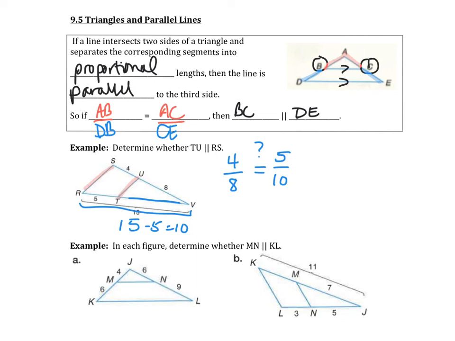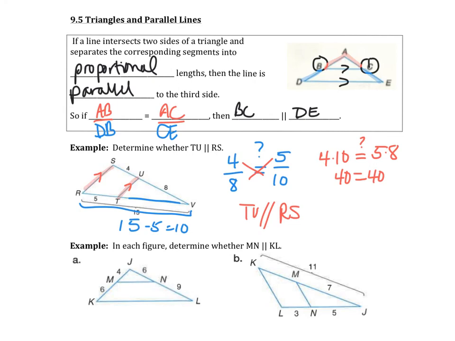Now let's check our cross multiplication, so 4 times 10, and we're questioning if that equals 5 times 8, and sure enough, 40 is equal to 40. So we can say that TU is parallel to RS. I'll go ahead and mark those as well on our triangle.